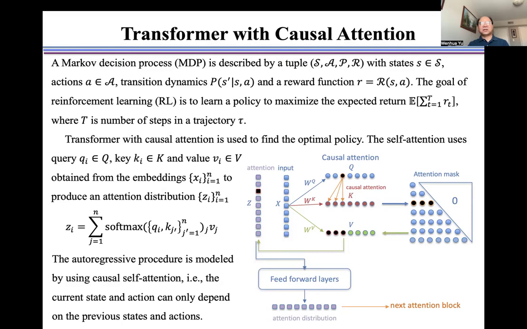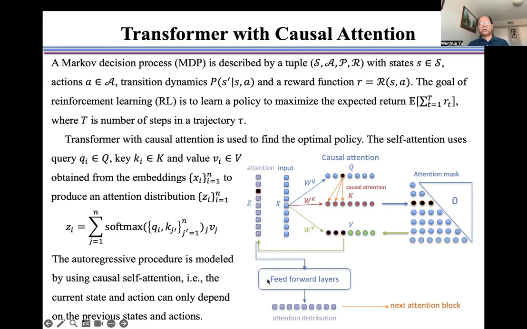Transformer with causal attention is used to find the optimal policy. The self-attention uses the query Qi, key Ki, value Vi obtained from the embeddings X to produce attention distribution Z, as shown here and explained in this figure. This is the input X. Causal attention uses Q and key to generate this attention mask. This attention mask is used as a weight on this value V to generate the attention Z.